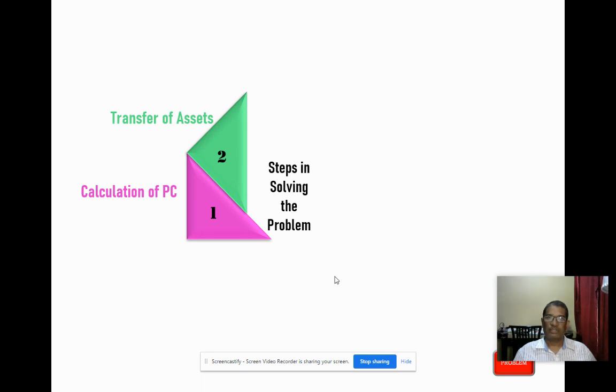There are three rules which are related to the transfer of assets. Rule number one, all assets are debited to the realization at book value, whether taken over or not. If cash is taken by the purchasing company, then cash is transferred to the realization account. If cash is not taken over by the purchasing company, then it is transferred to the debit side of cash account, because cash is an asset and all assets have debit balance.